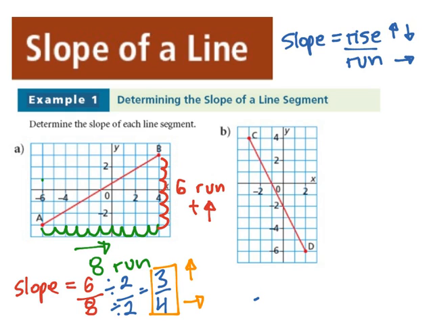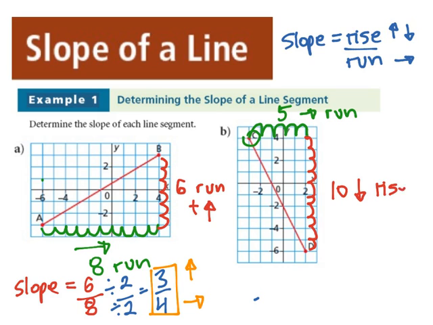Now let's take a look at the next question, which is part B. Find again the slope of this. So let's take a look. We're starting at C. We're always starting on the left-hand side, and we go 1, 2, 3, 4, 5 units to the right. And that's our run. From that, we are going to go down 1, 2, 3, 4, 5, 6, 7, 8, 9, 10 units down. And that's our rise. And since it goes down, it's negative.